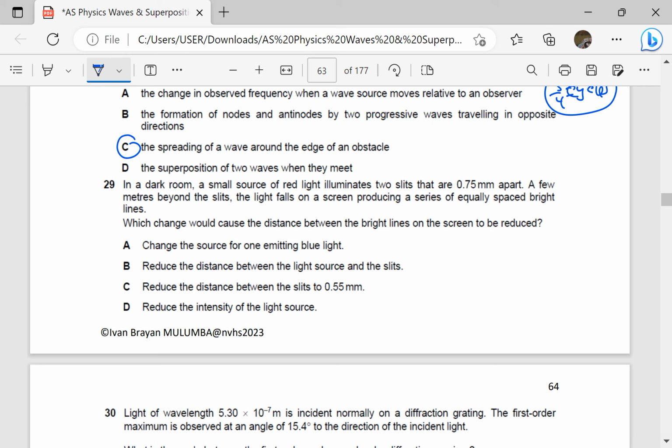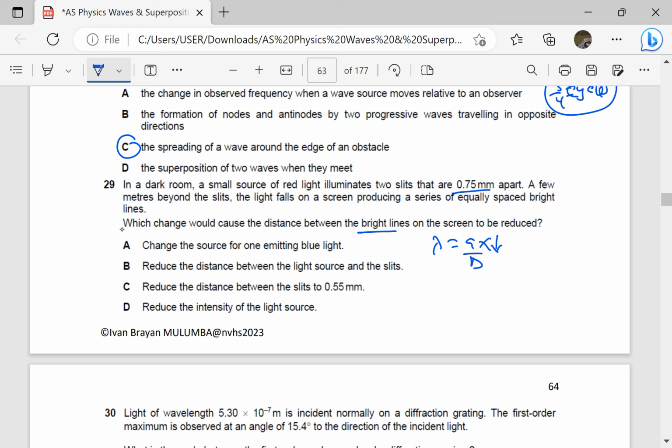In a dark room, a small source of red light illuminates two slits that are 0.7 millimeters apart. A few meters beyond the slits, the light falls on a screen, producing a series of equally spaced bright lines. Which change would cause the distance between the bright lines on the screen to be reduced? So since we have two slits, that is double slit, so lambda is equal to ax divided by D. Which change would cause the distance between the bright lines, that is x, to be reduced?